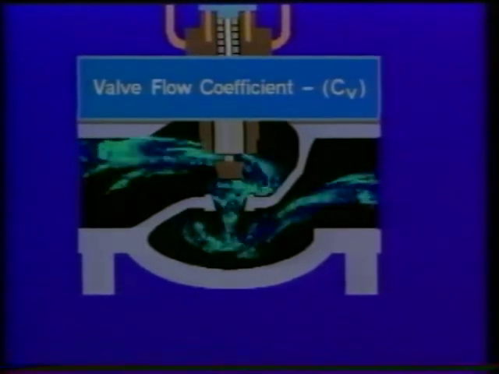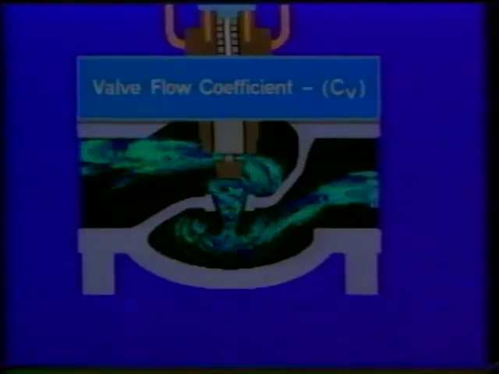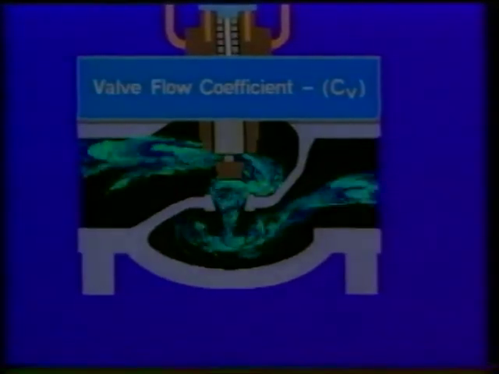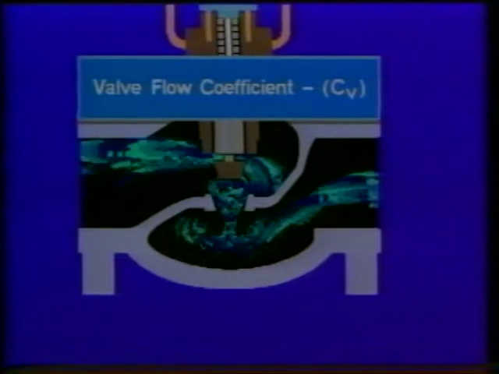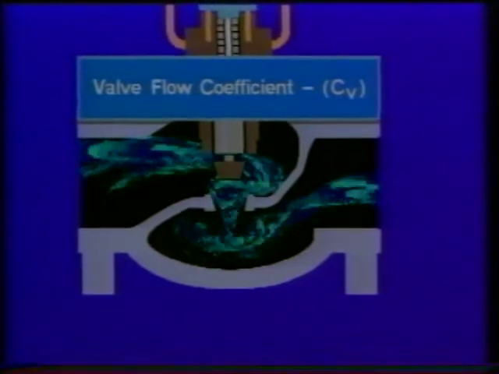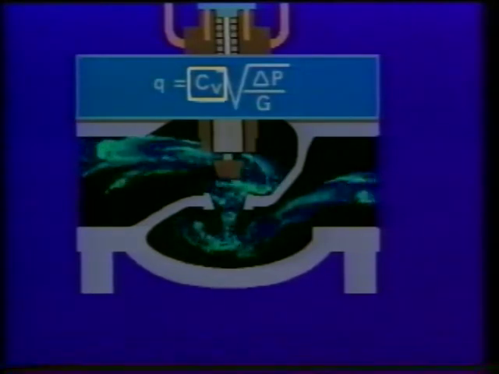You'll recall that flow rate through a valve is proportional to its experimentally determined flow coefficient. With a value for C sub V, the flow rate Q can be calculated using this formula, where G is the specific gravity of the fluid. Because the value of C sub V is determined by testing, it's only valid as long as actual flow conditions match those in the laboratory.